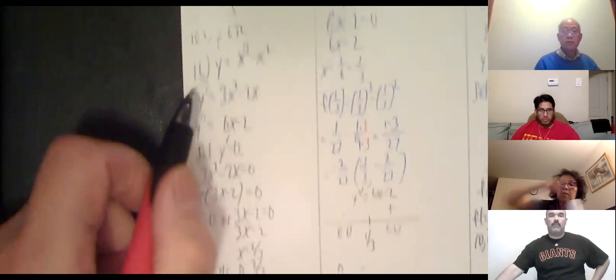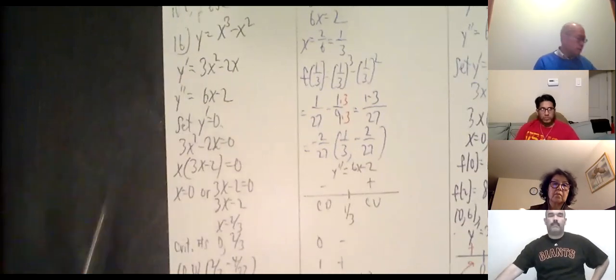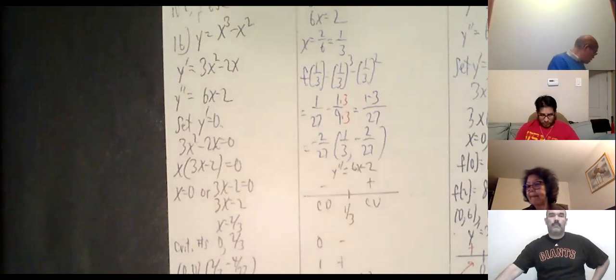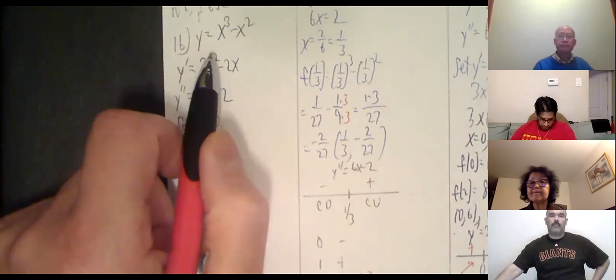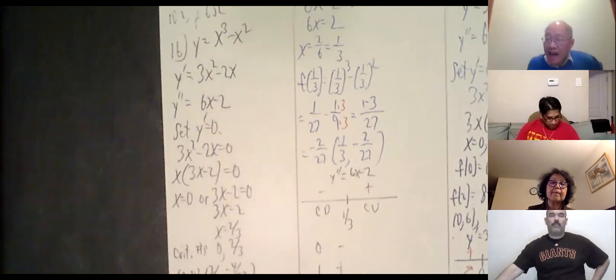So here we go. So 10.2, this is my problem 16, x cubed minus x squared. All right, so we're going to do everything we did last time, but more.